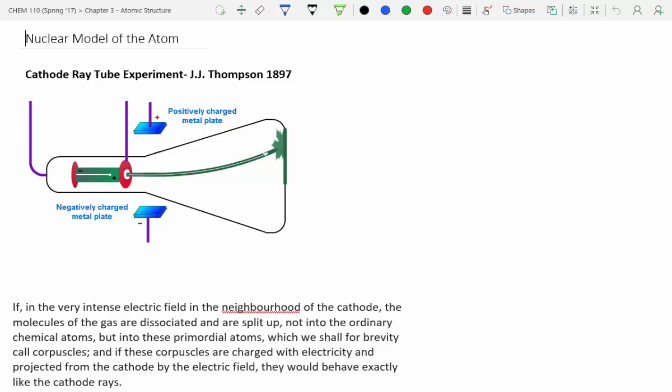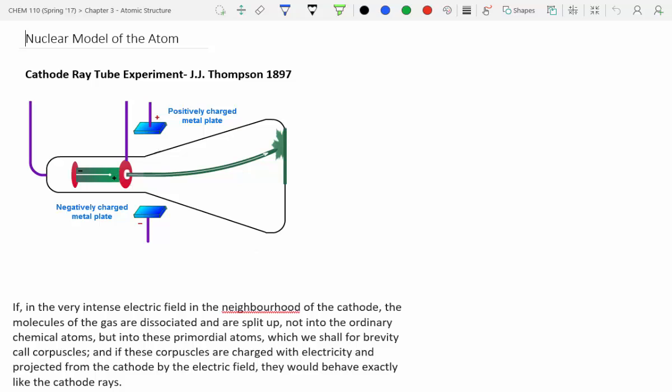Why is it being pulled towards that positively charged plate? What do you think the ray has a charge of? It's negative, right? If we look at the beam, it's bending upwards because we know negatively charged particles are attracted towards positively charged particles. Same idea as a magnet, right? Your negative is attracted to your positive.